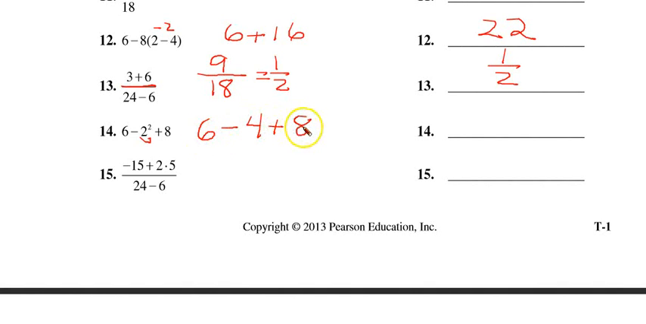6 and 8, 14. Minus 4 is 10. Or you can go 6 minus 4 is 2, plus 8 is 10. Either way. Now here we have to do the multiplication first. This becomes a negative 10.